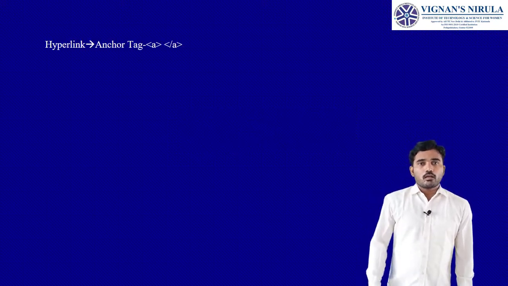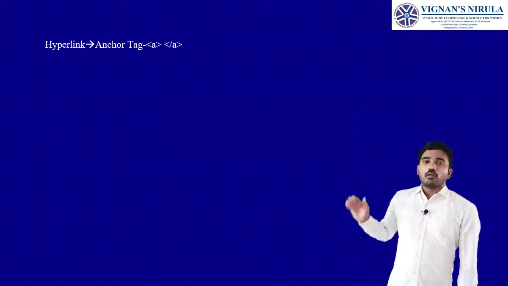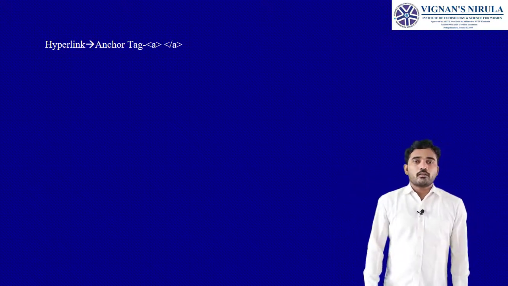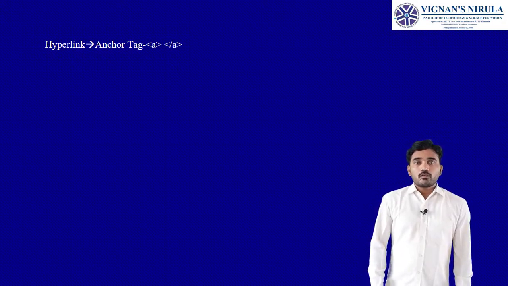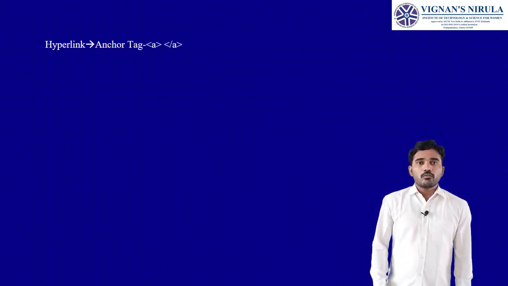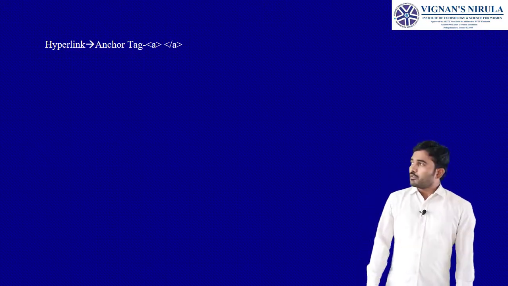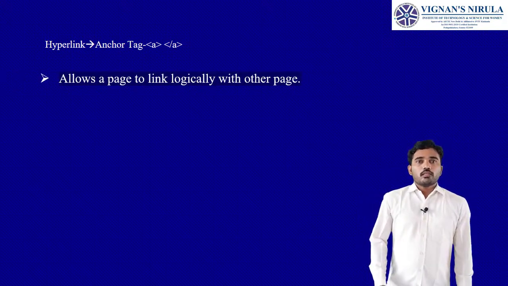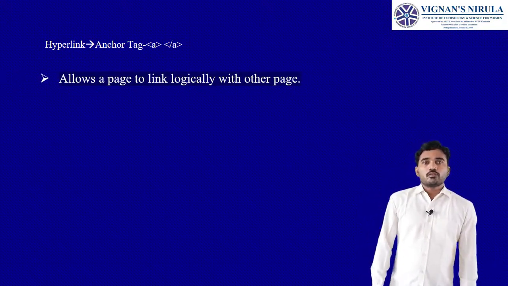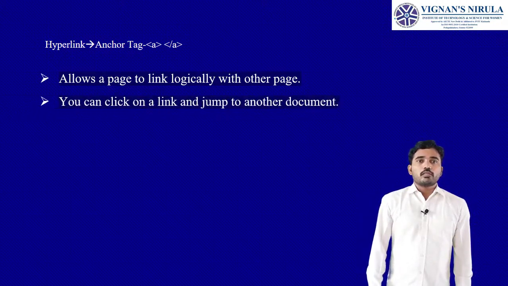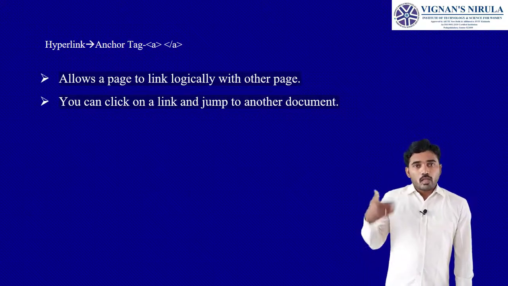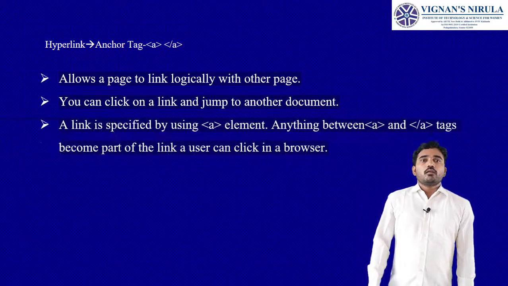These hypertext links or hyperlinks are denoted by using the anchor tag, which is specified as A. As you know, anything which is preceded and followed by left angle and right angle brackets is generally considered a tag. So here A is an anchor tag, and generally these hyperlinks allow a web page to link logically with other web pages, and you can click on any link and jump to another document.